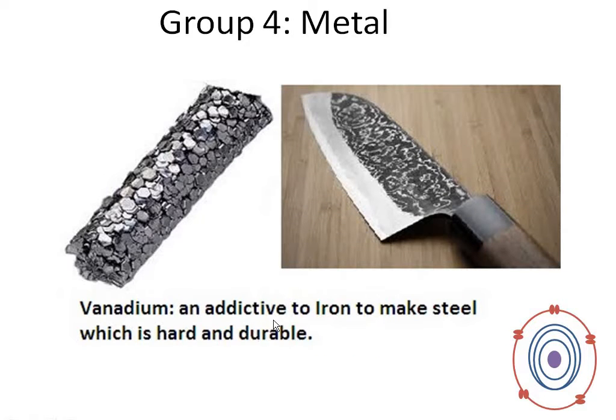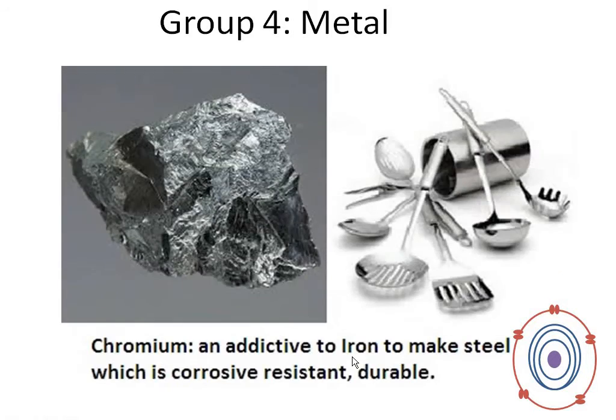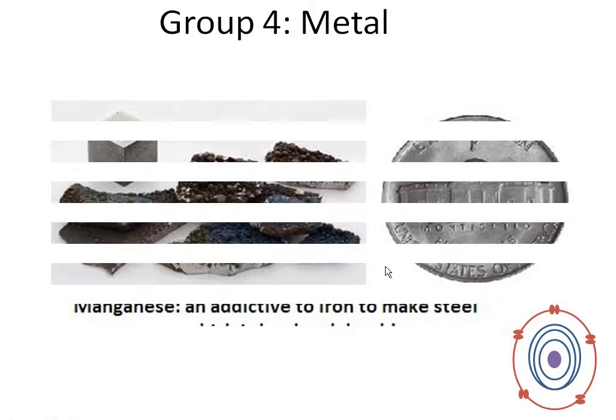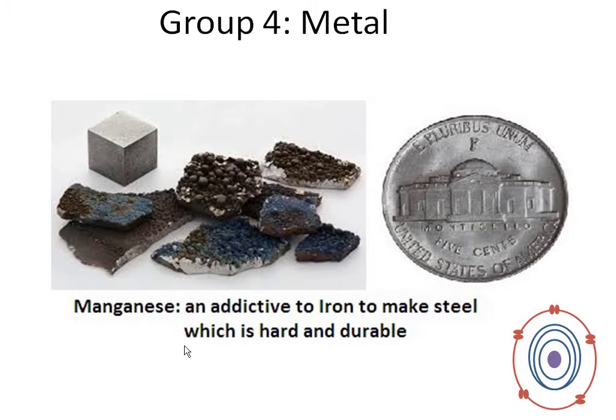Vanadium, an additive to iron to make steel which is hard and durable. It is used to make knives so that the knife can cut through objects. Chromium, an additive to iron to make steel which is corrosion resistant and durable. Manganese, an additive to iron to make steel which is hard and durable.